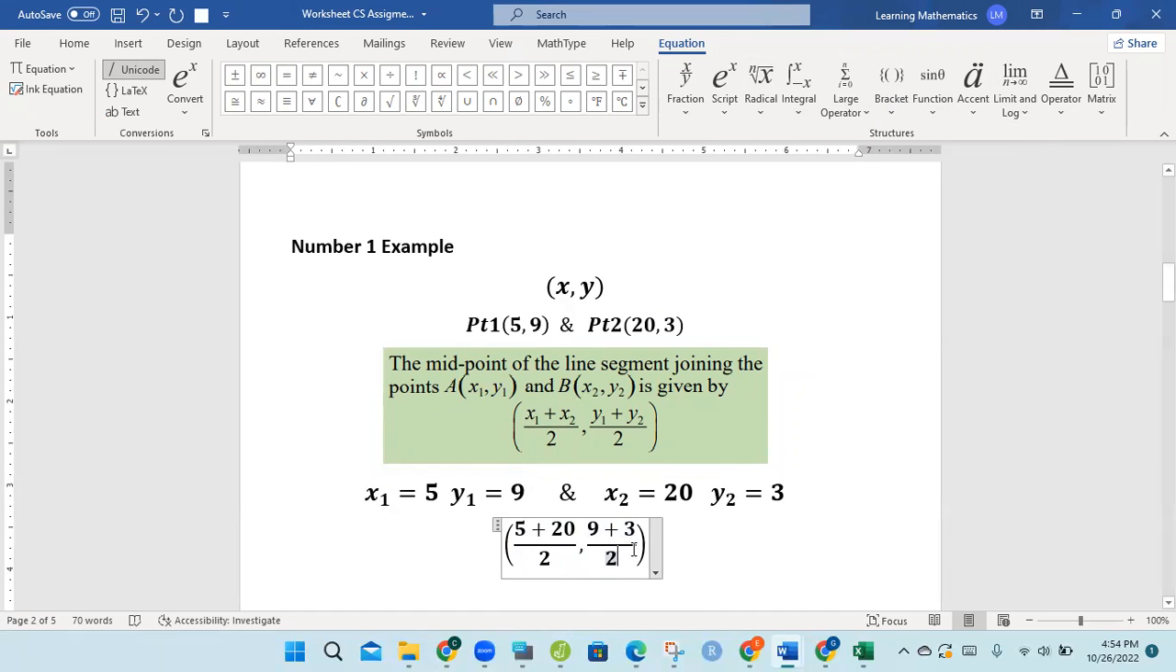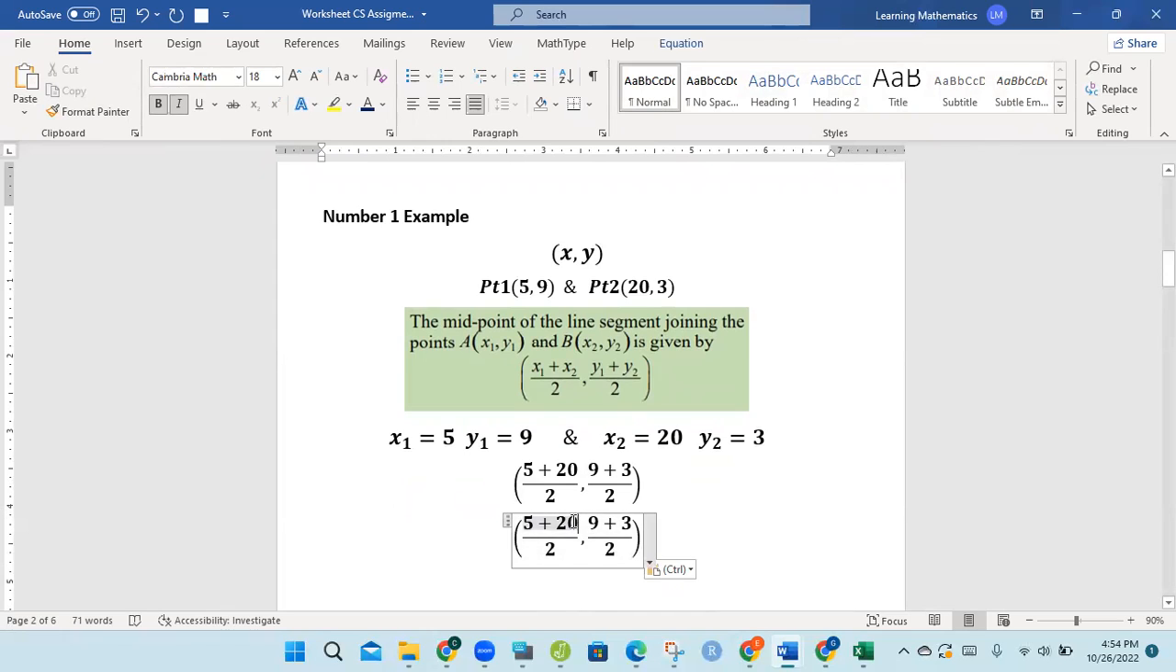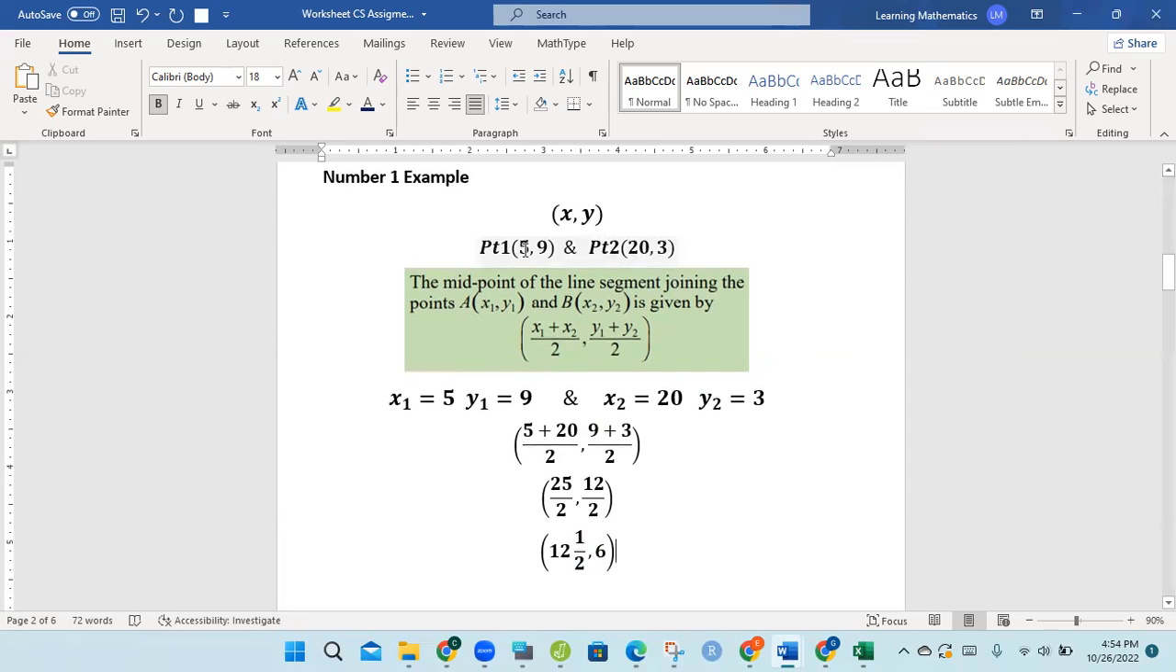The question says to leave your answer in the form of a fraction where necessary. So we're going to have 25 divided by 2, which we can leave as 25 upon 2. And 9 plus 3 gives us 12. Clearly, 12 divided by 2 gives us 6. We can leave 25 divided by 2 as an improper fraction, or we can change it to a mixed number: 2 into 25 goes 12, remainder 1, so 12 and 1 over 2. And 12 divided by 2 is 6. So this will be the midpoint of the line that joins the points (5, 9) and (20, 3).